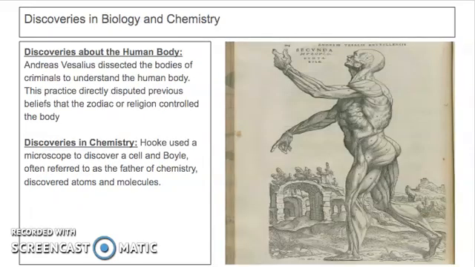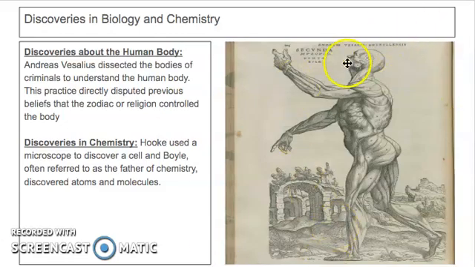We also see discoveries in biology and chemistry, so two important things here, obviously. Some discoveries about the human body. We see Andreas Vesalius dissecting bodies of criminals to identify what was actually happening in our human body. This practice directly disputed previous belief that the zodiac or religion controlled the body.